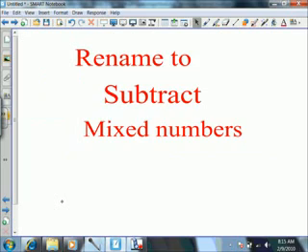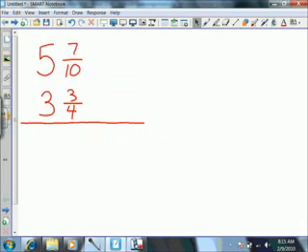Hello, today we are going to rename to subtract mixed numbers. And here's our problem. We have 5 and 7/10, and let's subtract 3 and 3/4. So let's look at it a different way.